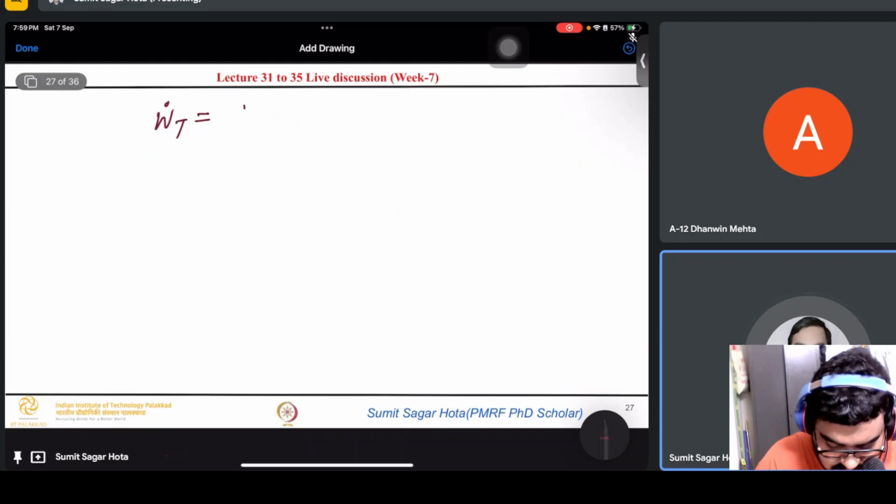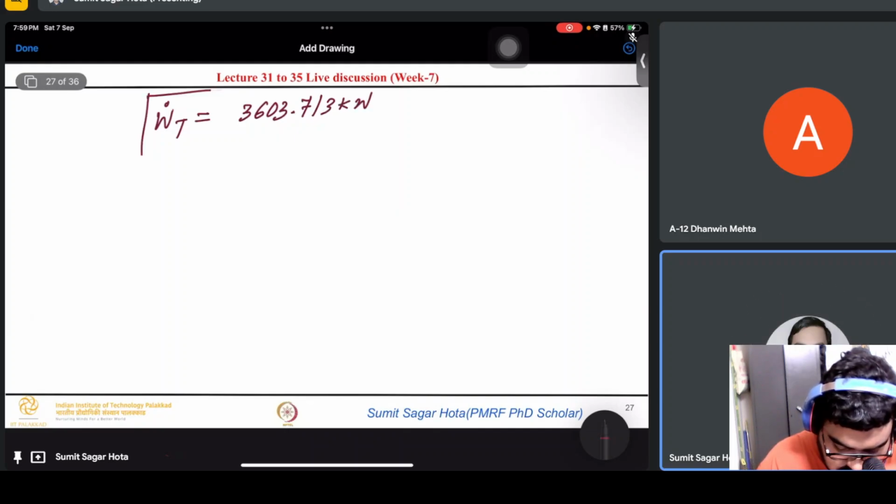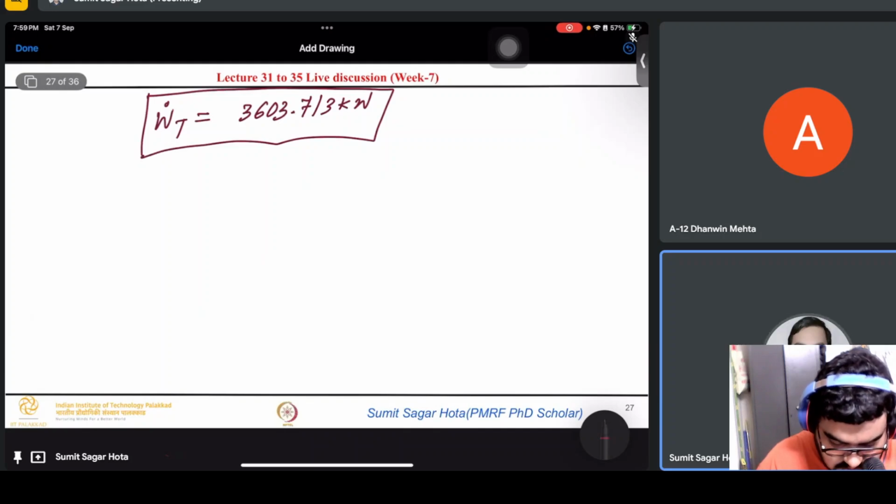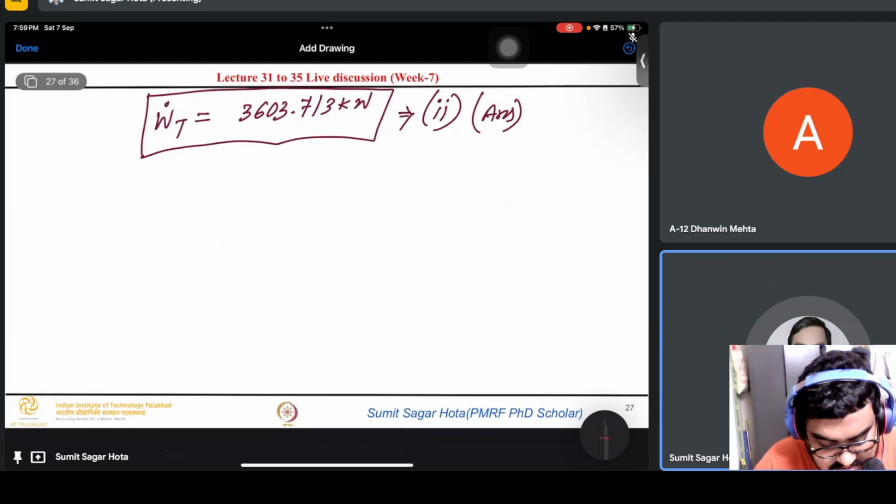The turbine work is 3603.713 kilowatt. Okay, with the second bit of the answer, let's find out the isentropic efficiency of the turbine. From there we can calculate T4 dash.